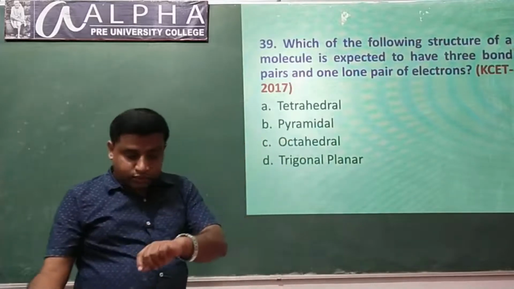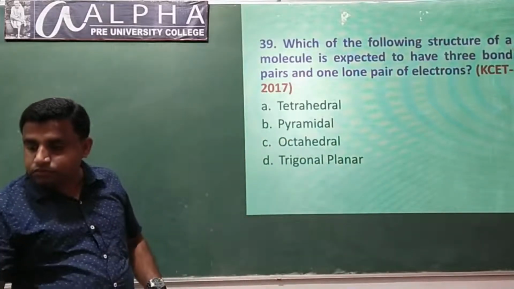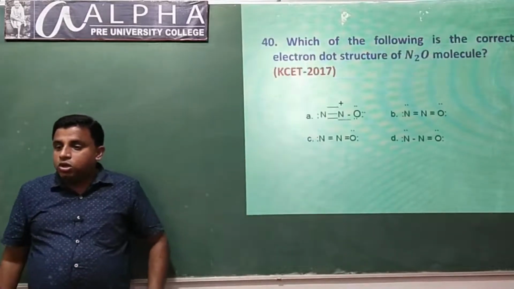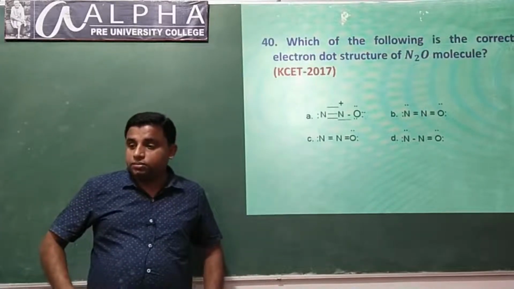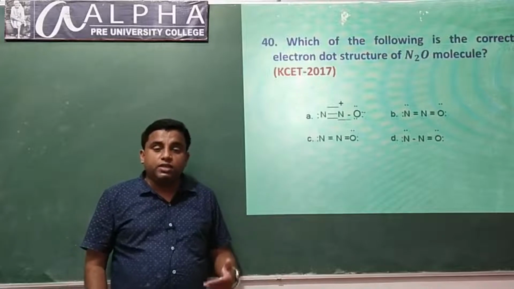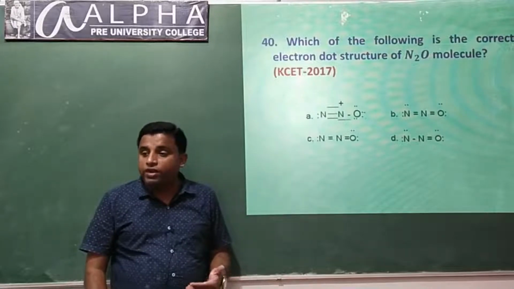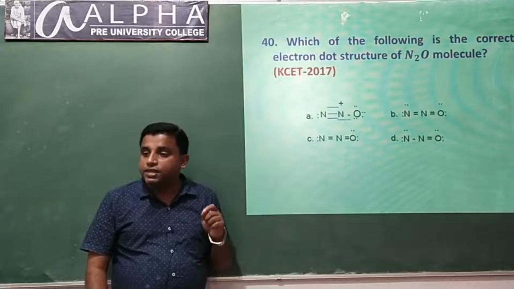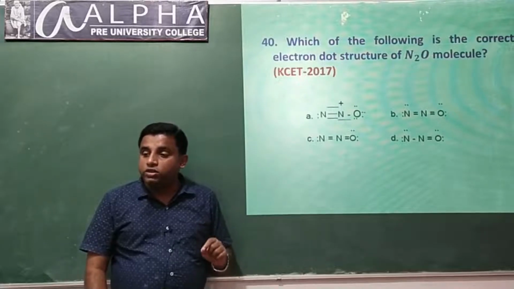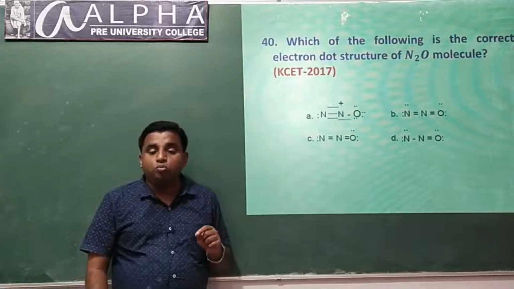Yes. Next question. Which of the following is the correct electron dot structure? Electron dot structure means Lewis dot structure of N2O molecule. Which of the following is the correct electron dot structure of N2O molecule?